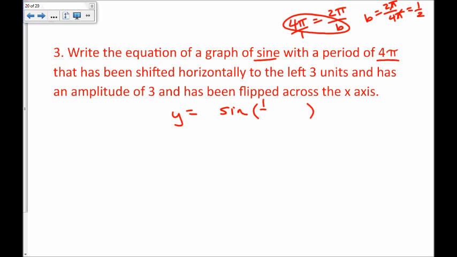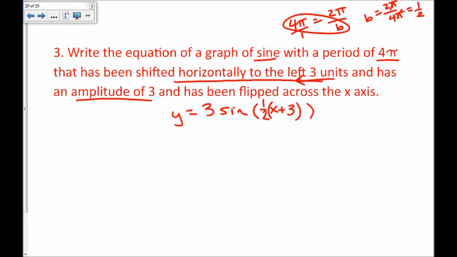So I get 1/2. And I want to put an x right here, but there's also been a horizontal shift. So that'll happen right here, another set of parentheses. And left 3 is this way, which actually is a plus 3, because things inside parentheses are opposite of what I think would happen. And it has an amplitude of 3. Now, amplitudes happen in front of the parent function, 3, and has been flipped across the x-axis.